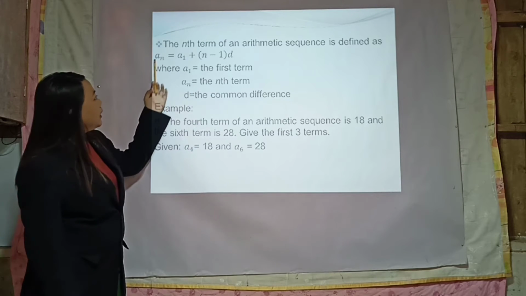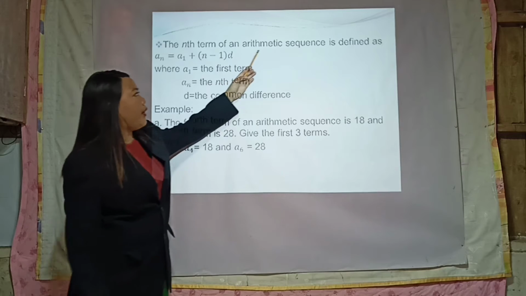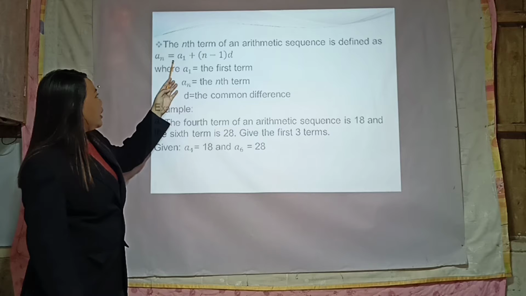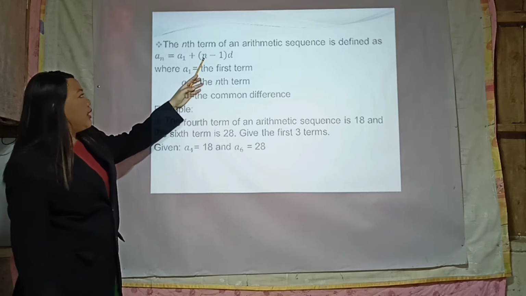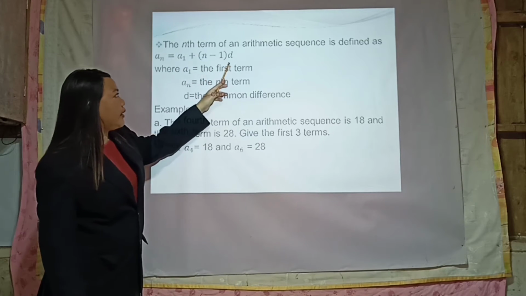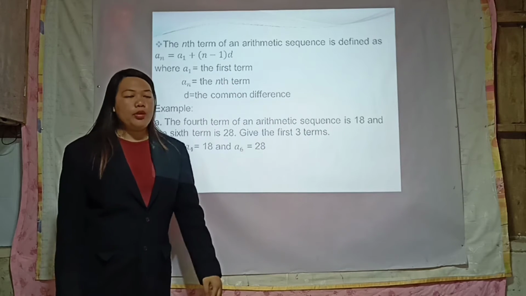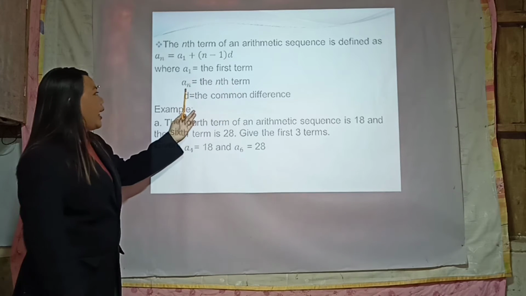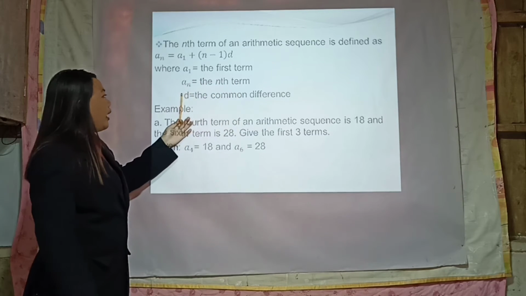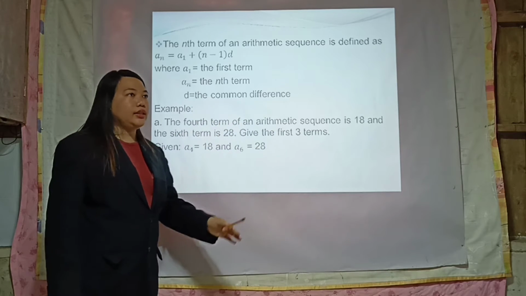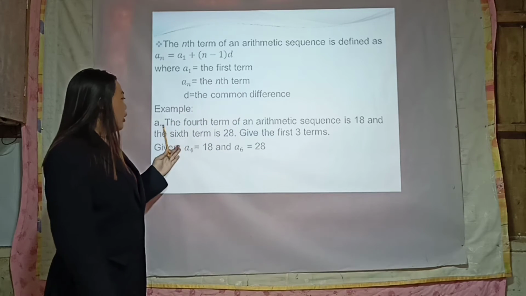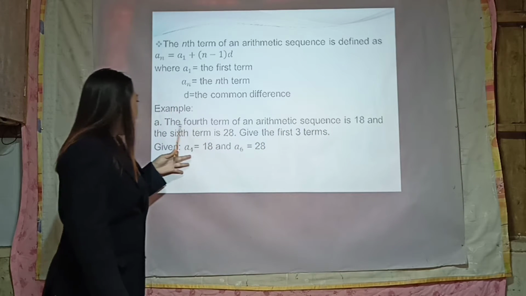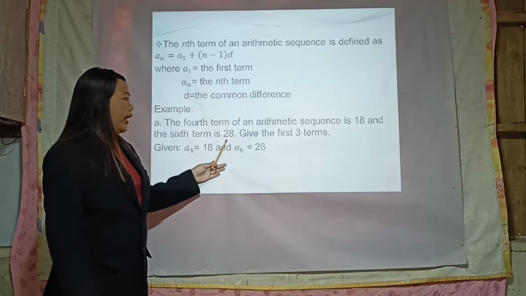So next, the nth term of an arithmetic sequence is defined as a sub n is equal to a sub 1 plus the quantity n minus 1 times d, where a sub 1 is the first term, a sub n is the nth term, and d is the common difference. So for example, the fourth term of an arithmetic sequence is 18 and the sixth term is 28.